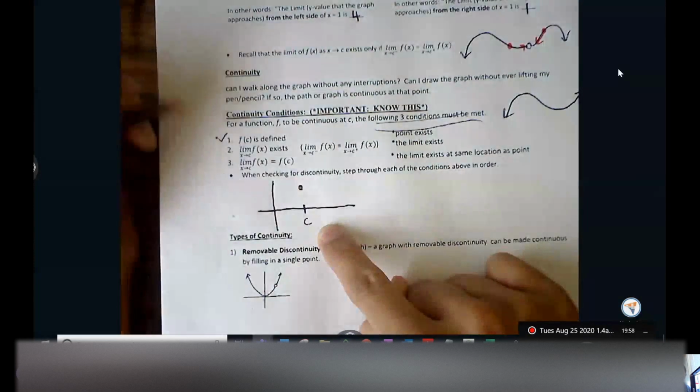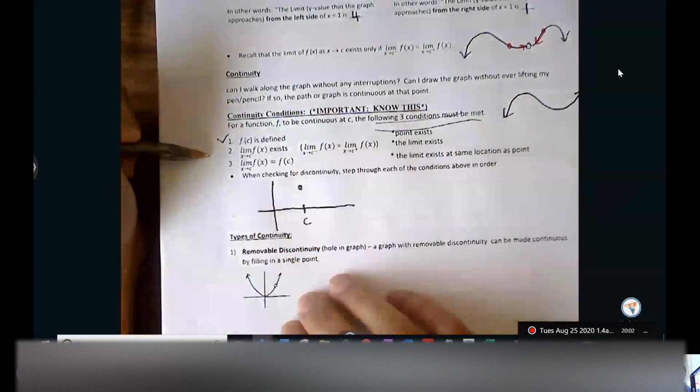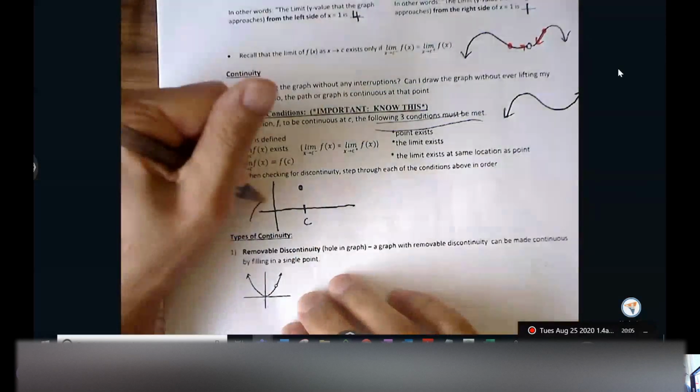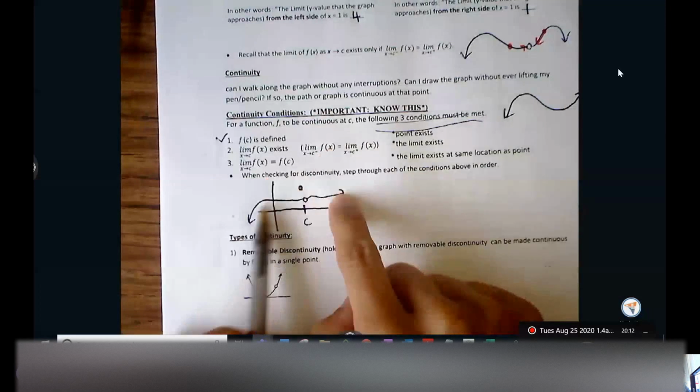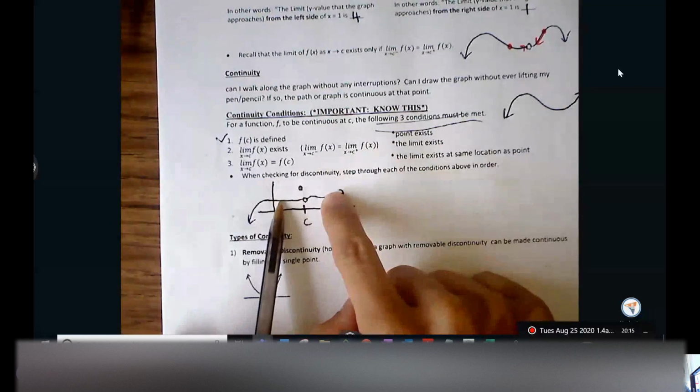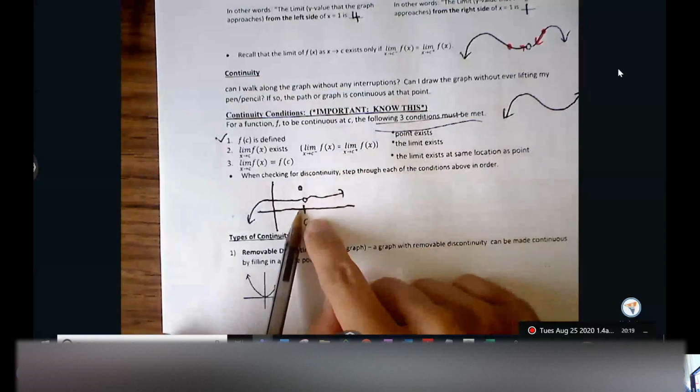Point exists. Does the limit exist? Does the graph approach the same y value from either side of C? So let's say the graph looked like this. And if the graph looked like this, we would say, yes, the limit exists, because if I choose points on either side of C, and if I follow the path towards C, they're both pointing to the same y value, and this also checks off.